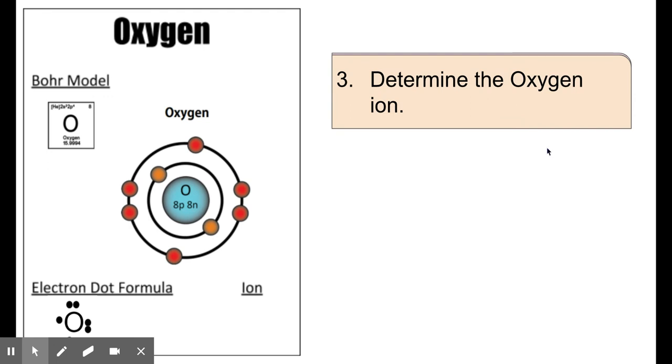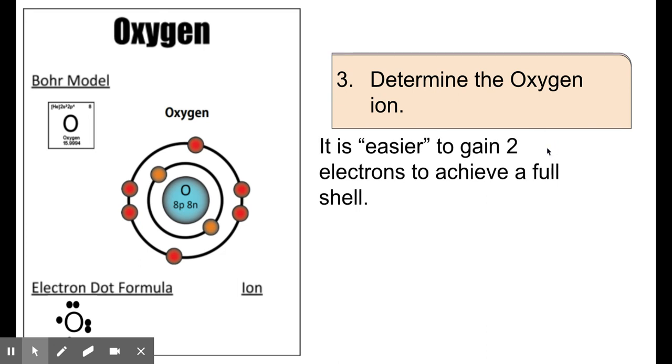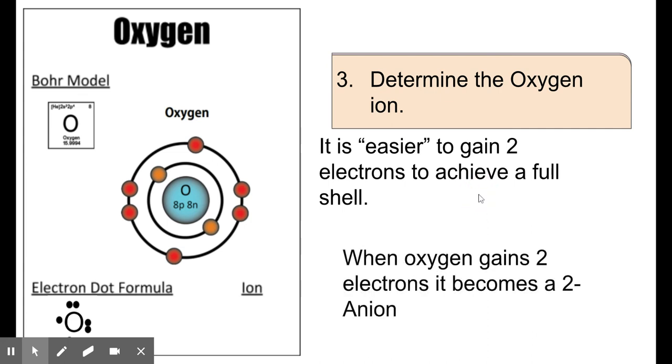And now determine the ion. It's easier to gain 2 more to achieve a full octet, the full outer shell, than it is to lose 6 valence electrons. Oxygen is going to gain 2 electrons and become a -2 anion. Anion, again, is the word we use when we're talking about negative ions.